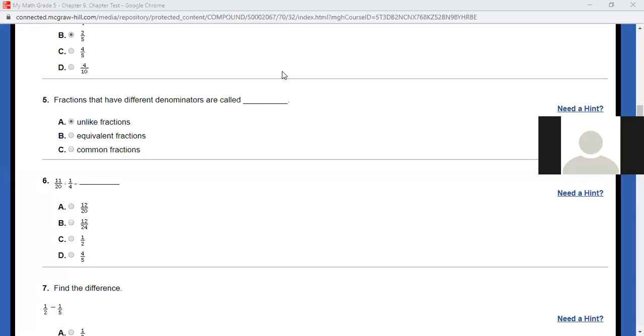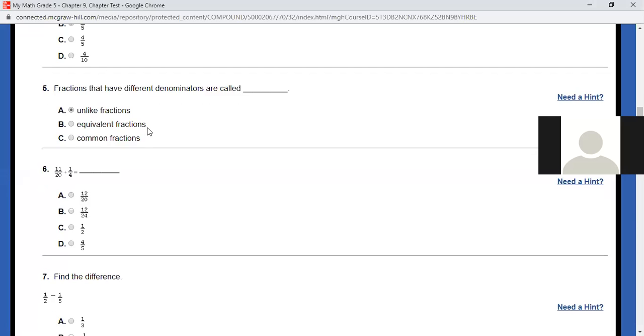But again, technically Kabir was on the right track because they can be equivalent and also have different denominators. But again, the specific definition for equivalent fractions would be something like when the fractions look different but equal the same thing. Just so we're all aware.